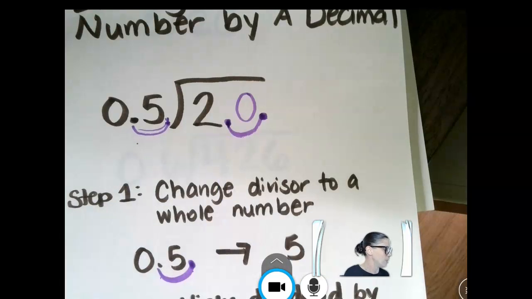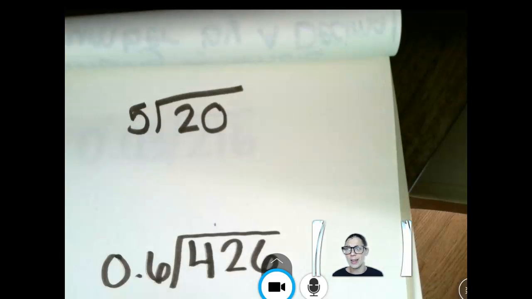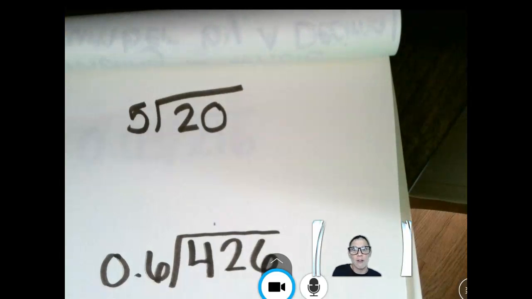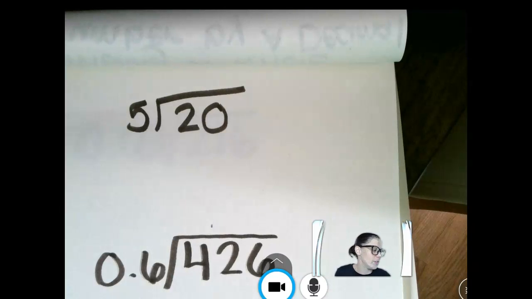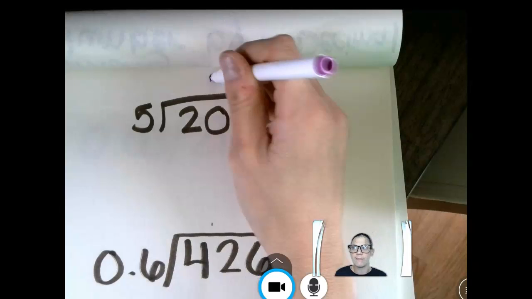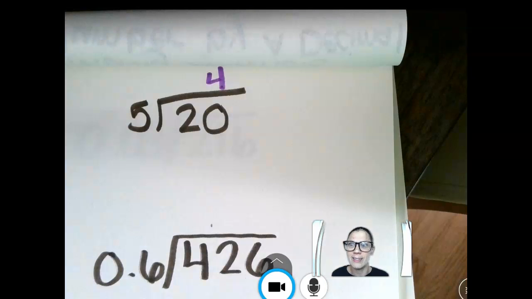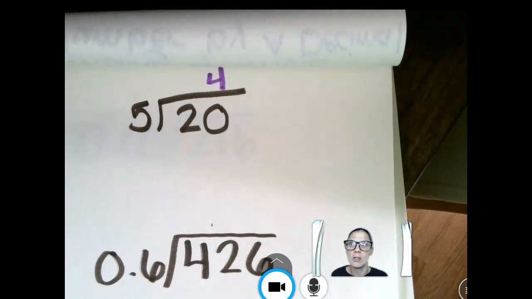So let's solve the rest of this problem, because now it's super easy, because now I'm just dividing 5 into 20. How many times can 5 fit into 20? 4 times. That's it. That's my answer. I don't even have to do anything else. Isn't that crazy? I know.